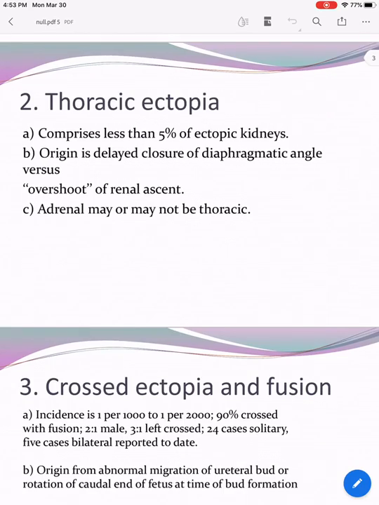It represents less than 5% of cases, and it is present because of a defect in the diaphragm, because of delayed closure of the diaphragmatic angle with overshoot of renal ascent. The adrenals may or may not be ectopic because, as we know, the embryological origin of the adrenal differs from the kidney. The kidney originates embryologically from the union of the metanephric blastema and the ureteric bud at about 4.5 weeks of gestation.